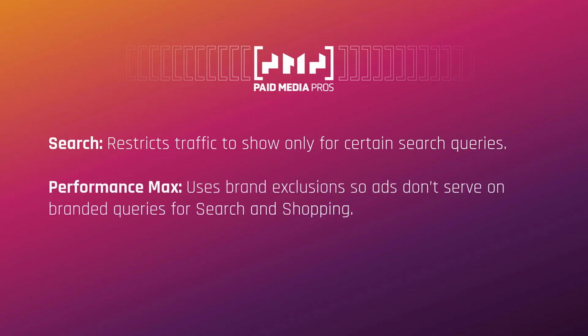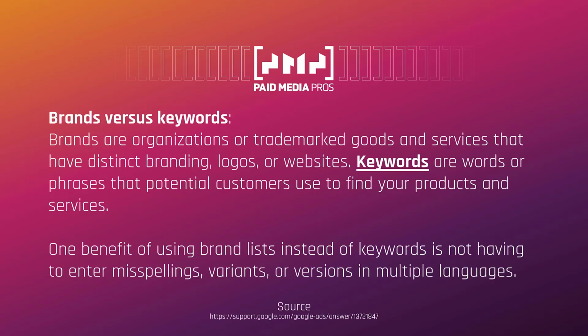And then for performance max, the brand settings will give advertisers the opportunity to exclude certain brand queries for search and shopping. Pretty much saying, do not show our ads for search and shopping if these search queries are ever typed in. And then there's one last important thing to note that I do want to talk about. And I have the source at the bottom because this is taken directly from the Google Ads help page about the new brand settings. Understanding the difference between brands versus keywords in the eyes of Google Ads.